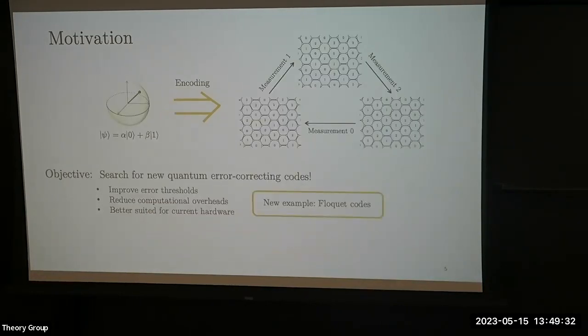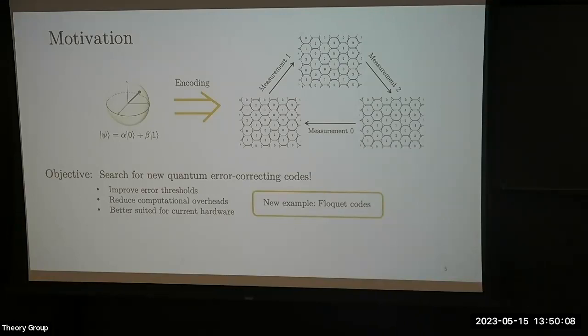What I was saying is that it's important to explore the space of quantum error correcting codes just to help find codes that might make the information more robust to errors, reduce computational overheads in both space and time, and in general, find codes that are better suited to our current hardware. One new kid on the block are the Floquet codes. Floquet codes are different from the quantum error correcting codes that I showed on the previous slide, in that the encoding of the quantum information changes in time according to a periodic schedule.